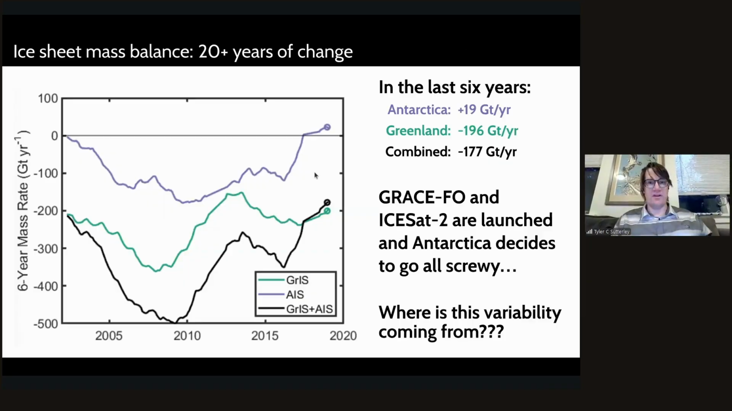I am fortunate to be able to look at mass change from a few different angles, largely from GRACE Follow-On and ICESat-2. This is a similar plot to what Isabella was showing, but this is averages over 6 years. So from the entire GRACE and GRACE Follow-On period over the past 6 years, Antarctica has been overall in a state of mass gain, as Isabella alluded to. Basically, we launched 2 great missions, and then Antarctica decides to go a little bit screwy, and we want to know where this variability is coming from.